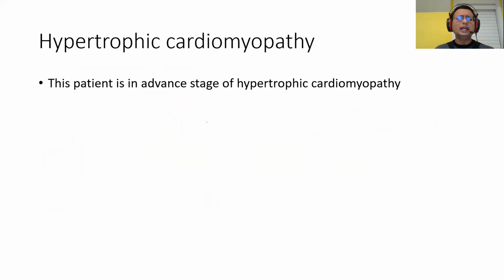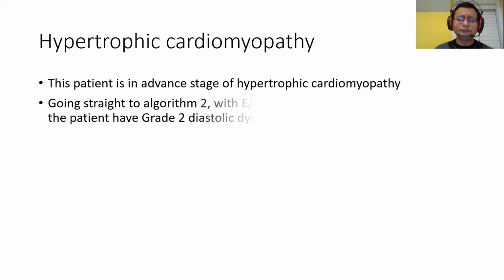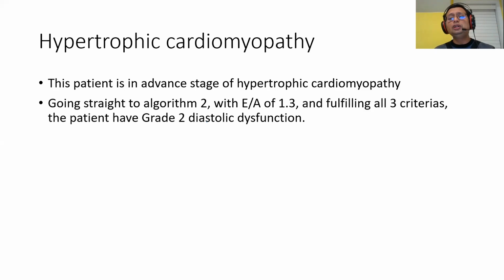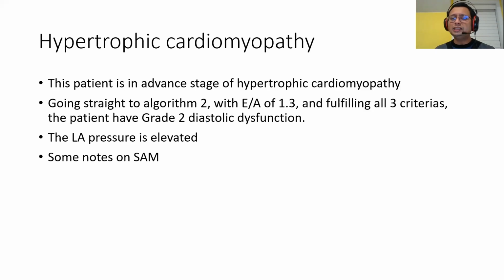Remember, patients with hypertrophic cardiomyopathy normally have normal longevity, unless about 5% of them go to end stage cardiomyopathy where they develop reduced ejection fraction. Going straight to algorithm 2 with E over A that is 1.3 and fulfilling all three criteria, the patient has grade 2 diastolic dysfunction. So the LA pressure is elevated.